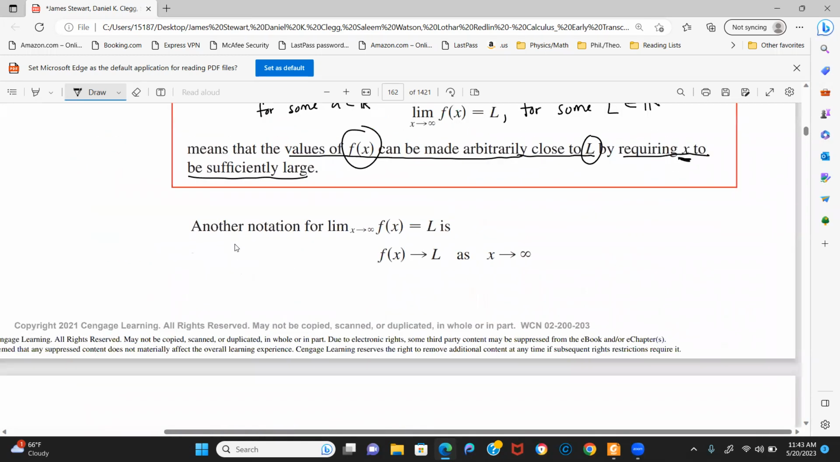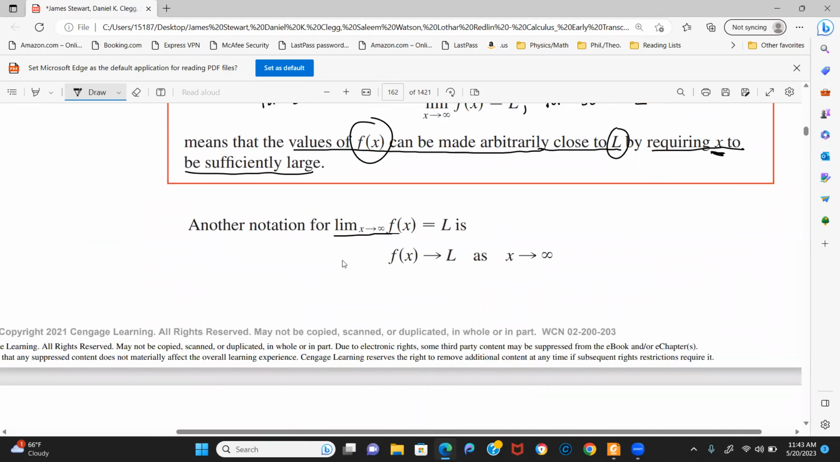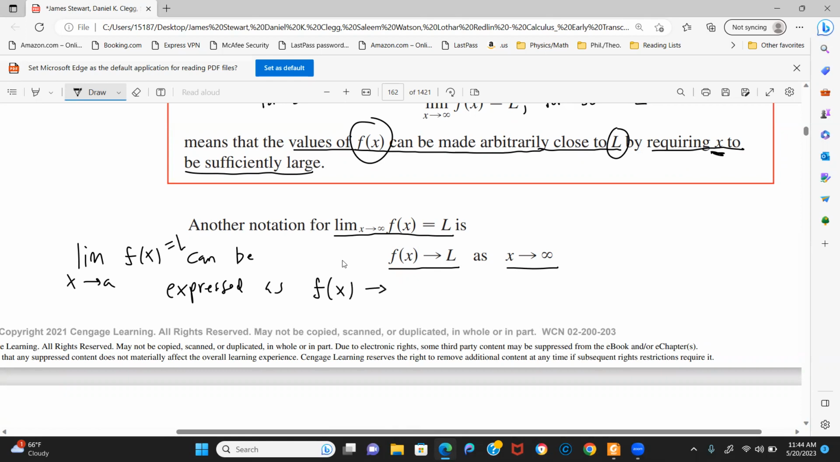So let's scroll. Here's just some more notation. This can be expressed as saying that f of x approaches L as x approaches infinity. I don't know if I actually explained that notation, but you can use it for regular limits as well: f of x approaches L as x approaches a. This is more general, and then you could take a to be infinity if you want. So this is just more notation. It's not meant to confuse you or anything like that. Sometimes it's more convenient to use one rather than the other.